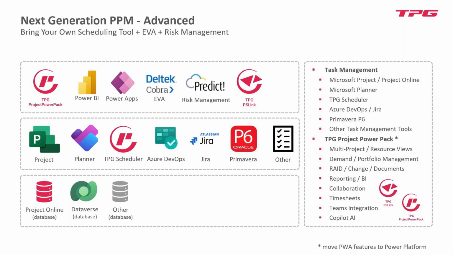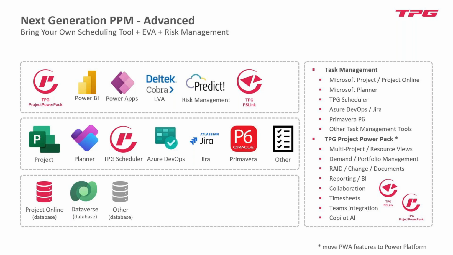This is about bringing your own scheduling tool, for example, bringing your own earned value tool, bringing your own risk management tool. But using the toolsets that we have at TPG, which would be Project Power Pack, and TPG's PS Link, which we're going to talk about in more detail in the next webinar, which is in 2 weeks today, which I know for some of you is Ascension Day and you may be on holiday. We don't do that in the UK, so we will be running it, but you'll be able to follow up afterwards.